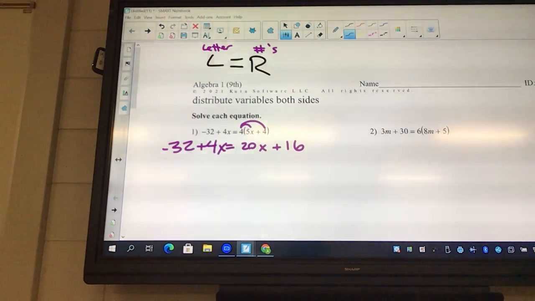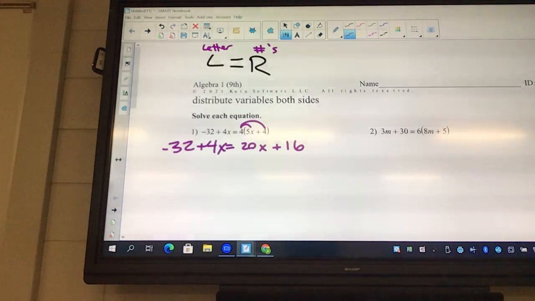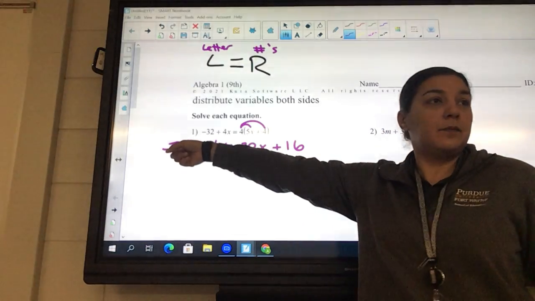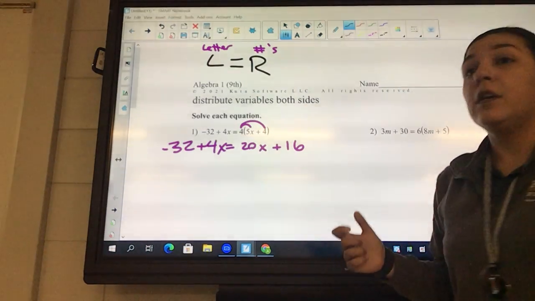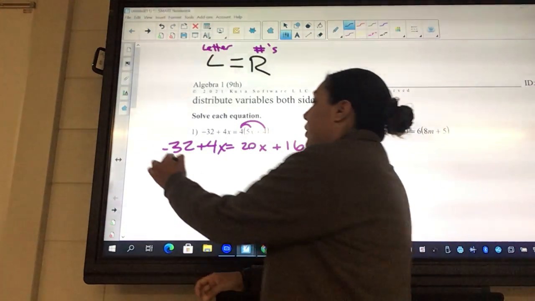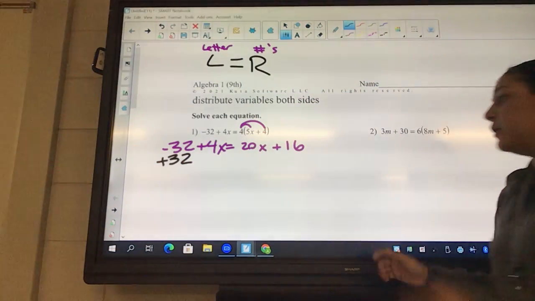So far, all we've done is distribute. And now this looks exactly like what we did yesterday. So, negative 32, is that a letter or a number? It's a number. Where do numbers go? To the right. So how do I move a minus 32? We're going to say plus 32. And what does that go under over here? Under the 16.